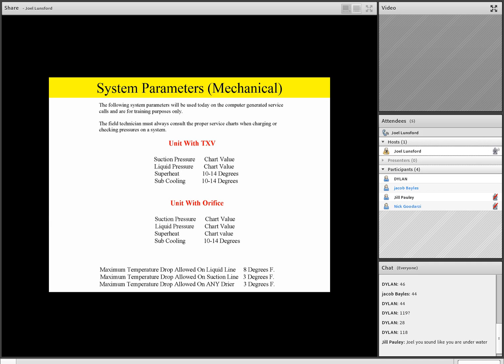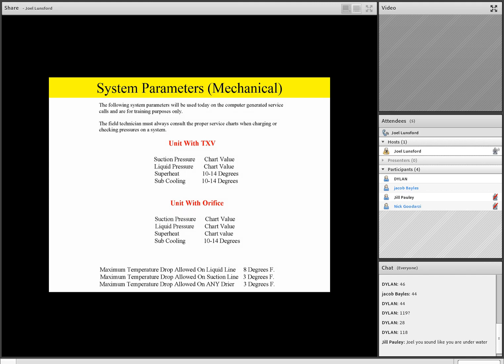We also found that normal subcooling for a unit is going to be about 10 to 14, or 12 to 16, based on SEER rating and based on your line length. But for practice today, we'll consider 10 to 14 degrees of subcooling normal with an expansion valve. Now, team, if we have a unit with an orifice or a piston on the indoor coil, we found out that we're going to have to use a superheat chart, and find that chart value if we have an orifice.